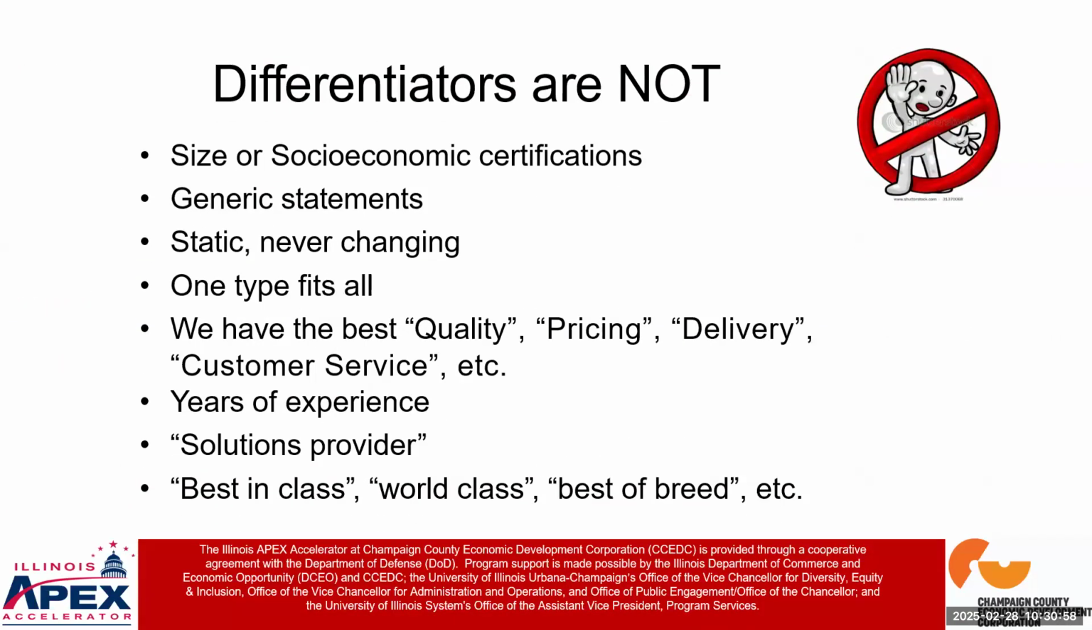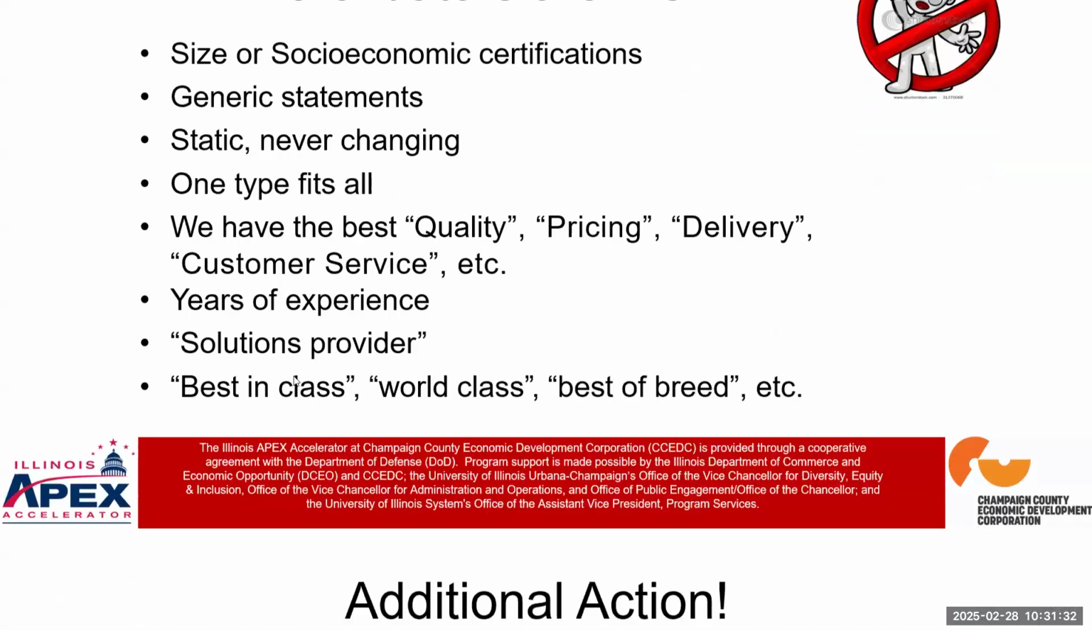Okay, what they are not. Please, please, please keep in mind that generic statements are not differentiators. Okay, it's not a one size fits all. You cannot say, appropriately, we have the best quality, best pricing, best delivery. Anyone can say that, but again, we're looking for quantifiable statistics, recognitions, something that you can put behind that. Best in class, world class, best of breed, those are not differentiators. Heads will explode if we see those.